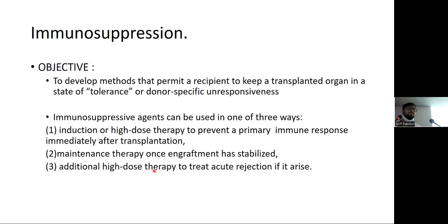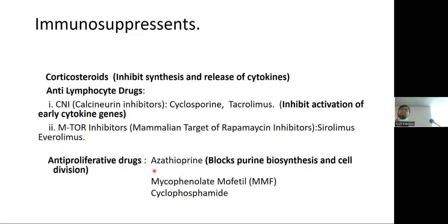Now, immunosuppression. The basic objective of immunosuppression is to develop a method that permits a recipient to keep a transplanted organ in a state of tolerance or non-specific unresponsiveness. Immunosuppression can be used in one of three ways: first, during induction with a high dose to prevent a primary immune response immediately after transplantation; secondly, as maintenance therapy once the engraftment has stabilized; and additionally, in high dose to treat acute rejection if it arises. And these are the immunosuppressants that we use.